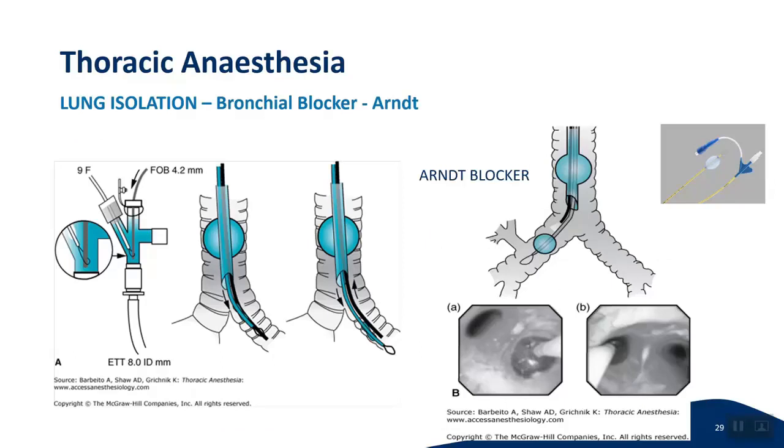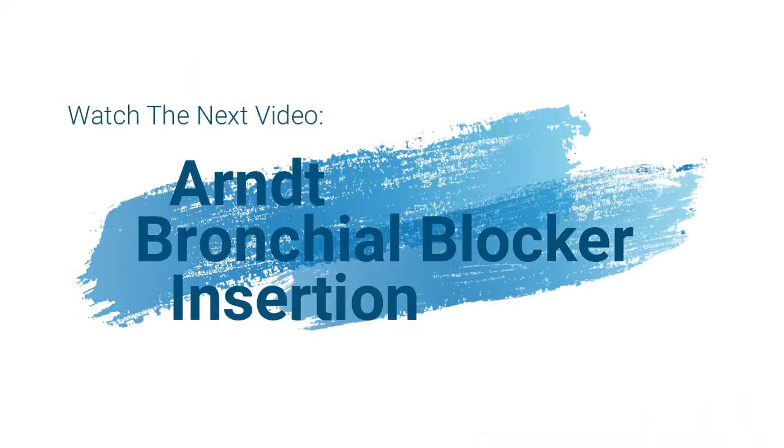The Arndt blocker is positioned in the desired bronchus using a wire loop, which couples the blocker with a fiber optic bronchoscope. Wire-guided blockers cannot be inserted blindly. The wire loop needs to be removed in order to allow for lung deflation or delivery of CPAP. The wire loop once removed cannot be reinserted in 5F and 7F blockers, making repositioning of the blocker difficult.